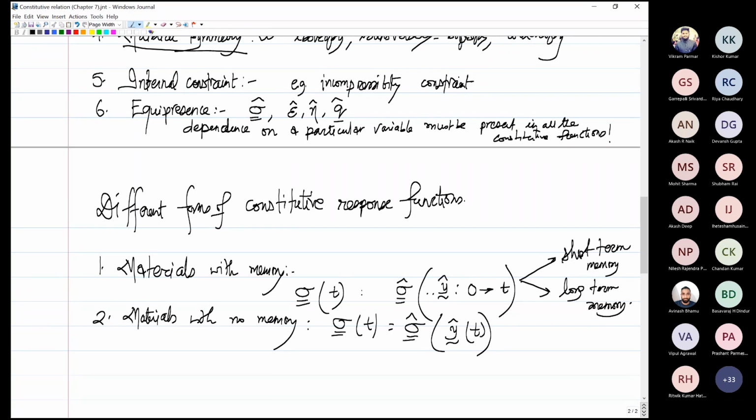Okay. Likewise, you can have materials with local versus non-local. I'll say local constitutive form versus non-local.